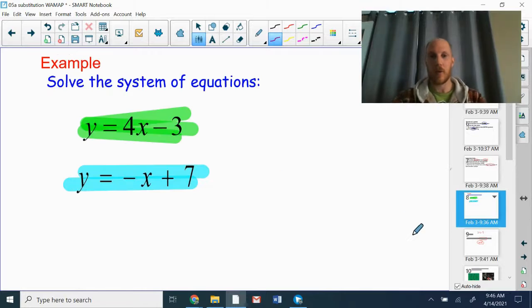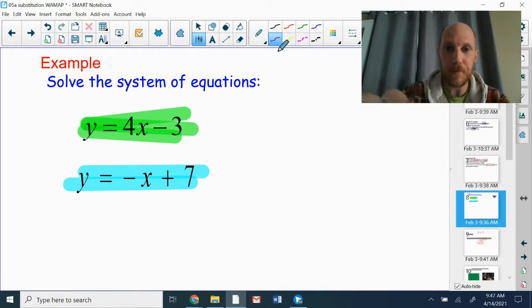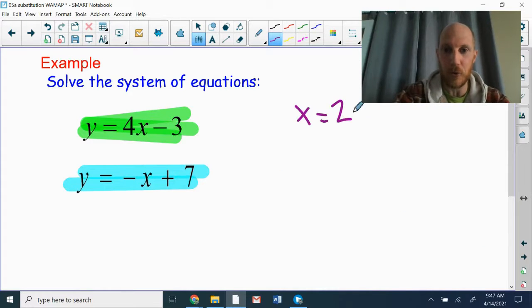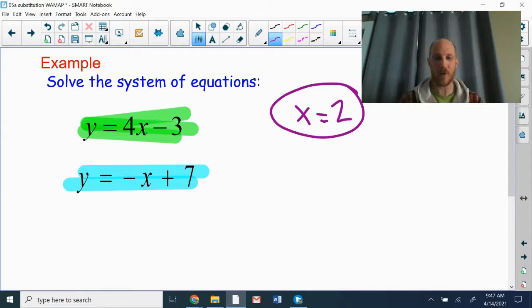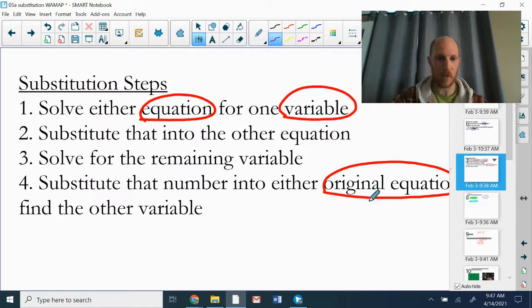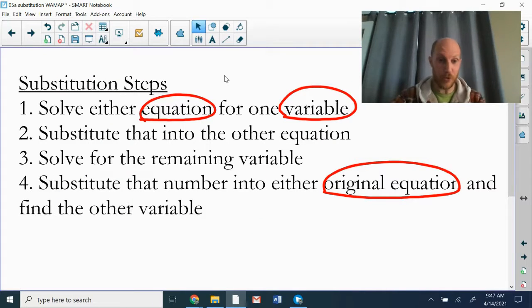So let's keep going. So we found out that x equals 2. Yeah, that was half of our solution. And we've done almost all of the work, but we only have half of the solution. So we still need to get the y coordinate. So to get the y coordinate, we're going to go back to those steps that we saw earlier. We're going to, at this point, do step number 4. We're going to substitute x equals 2. We're going to substitute that number into either of the original equations to find y.